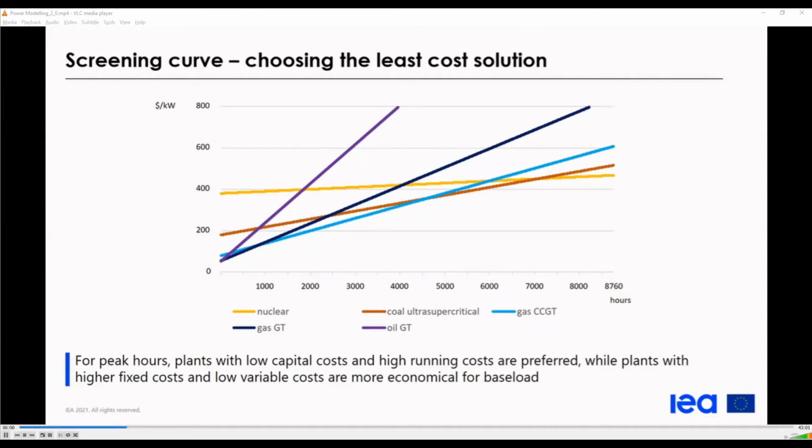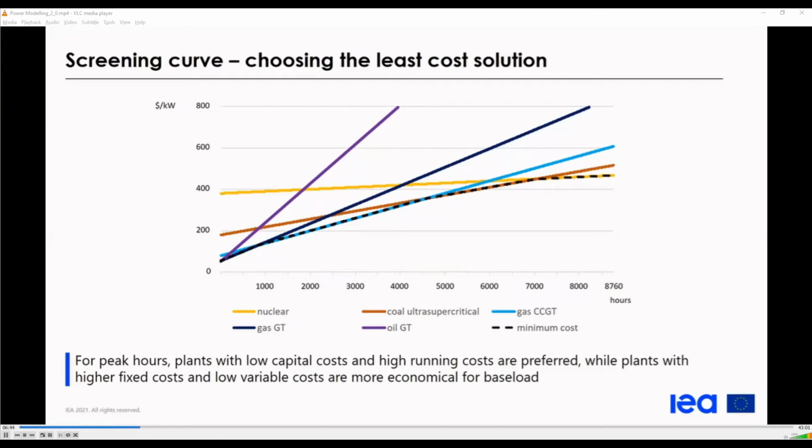So this really shows different types of technology, and it helps us see the least cost solution for each type of utilization, meaning at peak demand, when the number of operating hours is really low, up to the baseload operation of power plants when they operate all year, 8,760 hours. So you can see this least cost path on the screen right now.